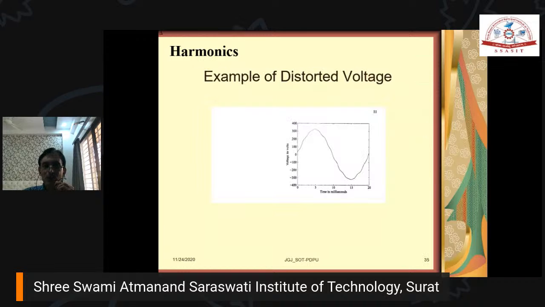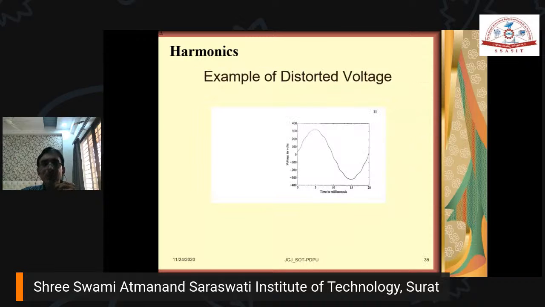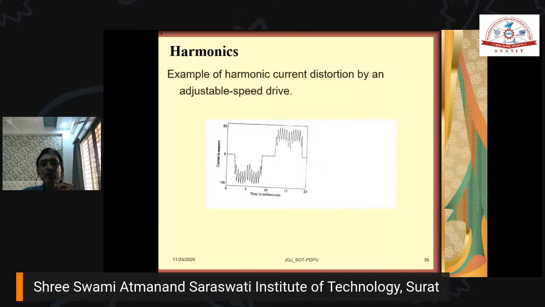Now, the harmonic content of any voltage or current waveform can be described by either the harmonic spectrum, which contains the magnitude, frequency and phase, and or the total harmonic distortion. The total harmonic distortion may be voltage THD or current THD, right? So in short, the harmonic content can be described by either the harmonic spectrum or the total harmonic distortion. Now you can see the example of distorted voltage, and the example of harmonic current distortion by adjustable speed drives.